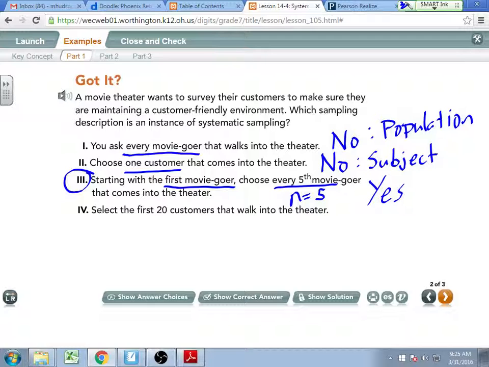And then, Brennan, you select the first 20 customers that walk into the theater. What would that be? It's not systematic, but it is... Somebody said it. It's convenience. Number 3 is the only systematic sample there.